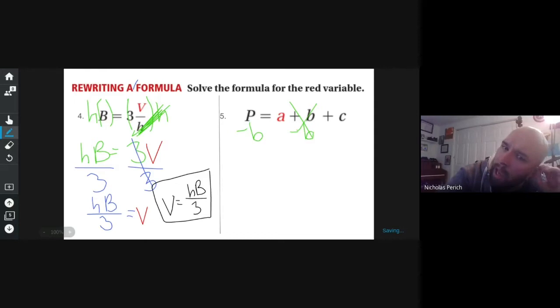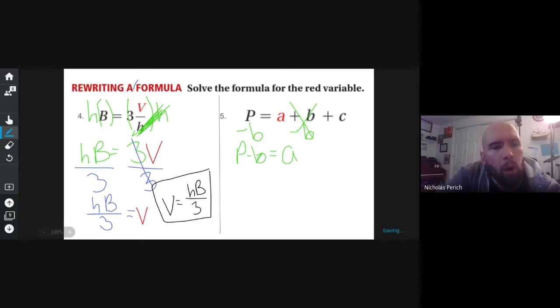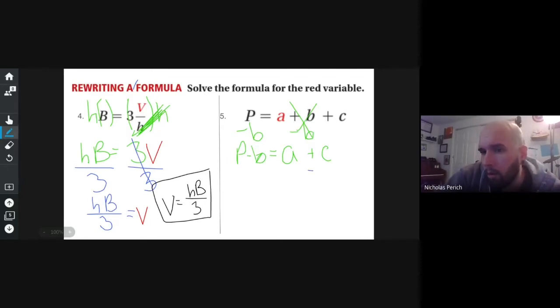from both sides. On the left, I have P minus B. That's supposed to be a B. And then it's going to equal A. And then what do I have left over? Plus C. Now, even though I tried to make it red and it didn't end up red, that's fine. I still have to get A all by itself. A is not all by itself. What's in the way? Plus C is in the way. How do I get rid of it?